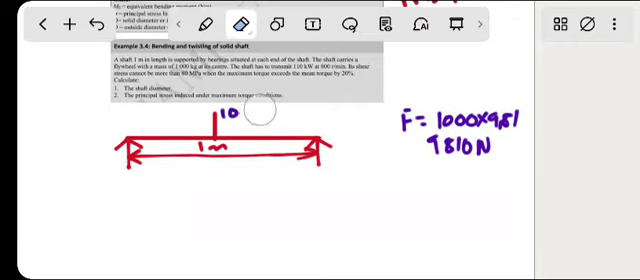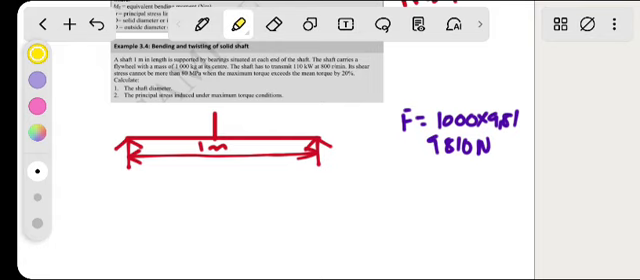That load that is applying, the point load of the flywheel, will be 9810 Newton. It's acting downwards, and remember that it's in the middle. This is a simply supported beam. All right, so far, what else?